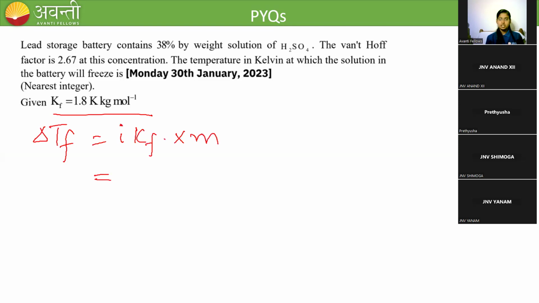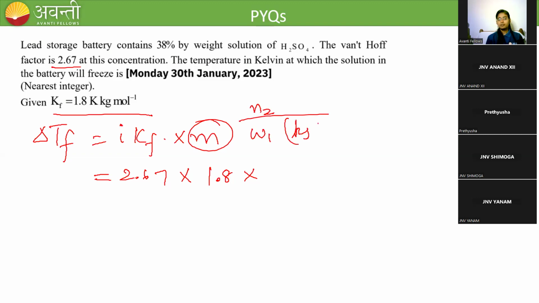The i value is given as 2.67, the van't Hoff factor, and Kf is also given as 1.8. Small m is called molality, which is equal to the number of moles of solute divided by the mass of the solvent in kilogram. What is the number of moles of solute? From this information only we have to take. 38% by weight solution means 38 gram of the solute is present in 100 gram of the solution. Number of moles is mass by molar mass, so the mass of the solute is 38 divided by the molar mass of H2SO4.